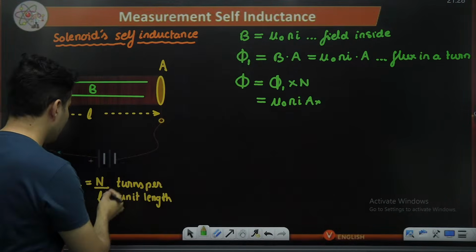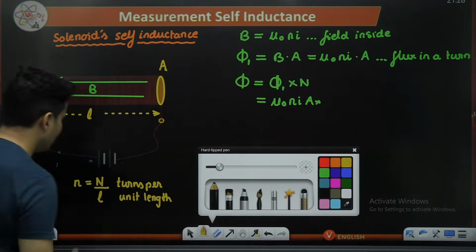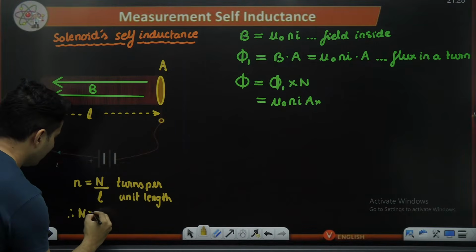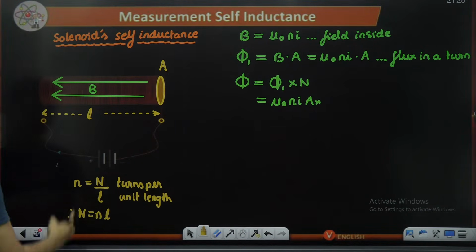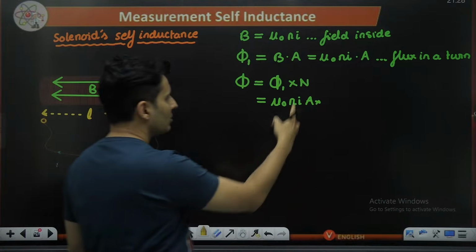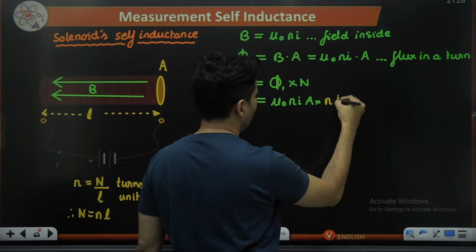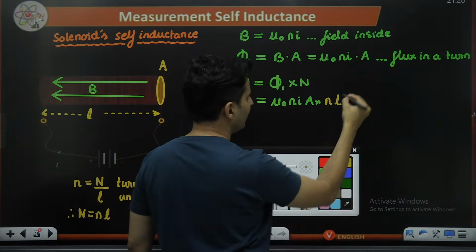But wait a minute, what is N? You can see it right from here. Therefore, N will be equal to small n into L. Small n into L. So instead of the capital N, I'll put small n into L. What is this referring to?